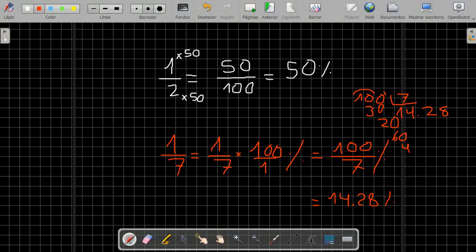So there we have it. A seventh is equal to 14.28%. The method of multiplying by this fraction 100% is valid for every fraction. So if you want to do it with fractions like this one, you can also do it. Okay, so there we have it.